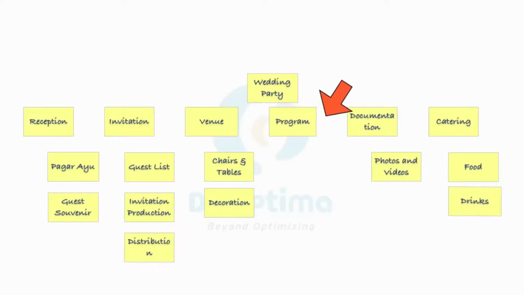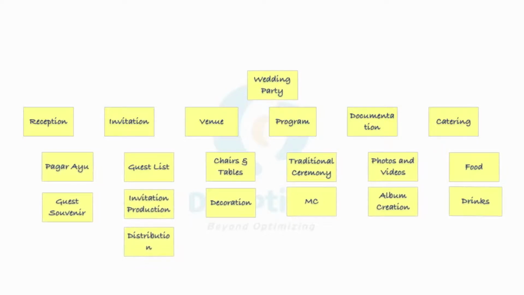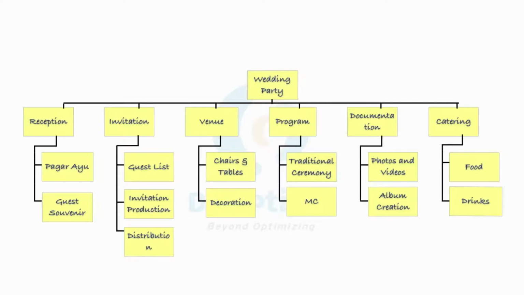The program is decomposed into two deliverables, traditional ceremony and master ceremony. For the documentation we add another deliverable, album creation. At this point, we need to add the lines to show the structure of this WBS. Now, we have a complete WBS.